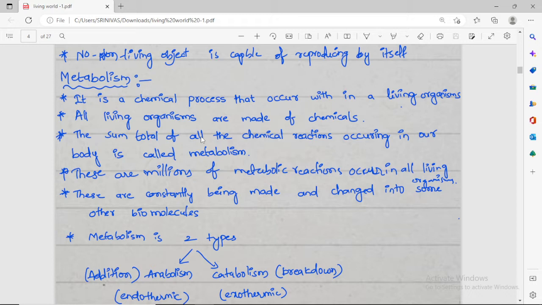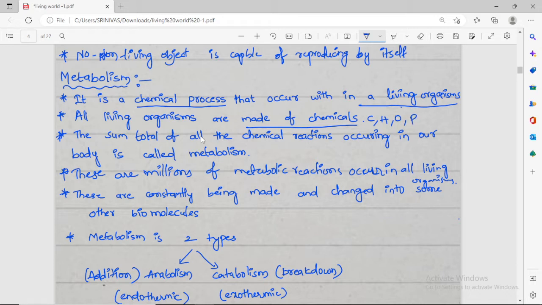Metabolism means what? It is a chemical process that occurs within living organisms. All living organisms are made of chemicals. Chemicals means carbon, hydrogen, oxygen, phosphorus. These chemicals are reacted to form another chemical.